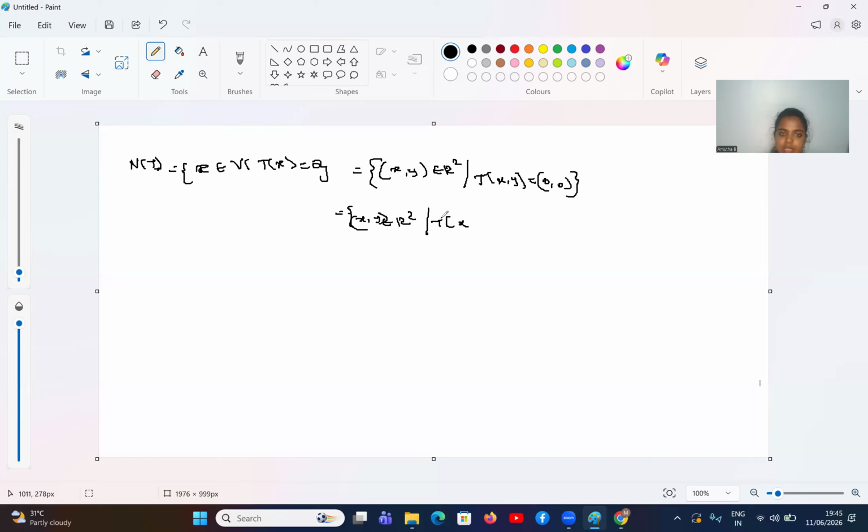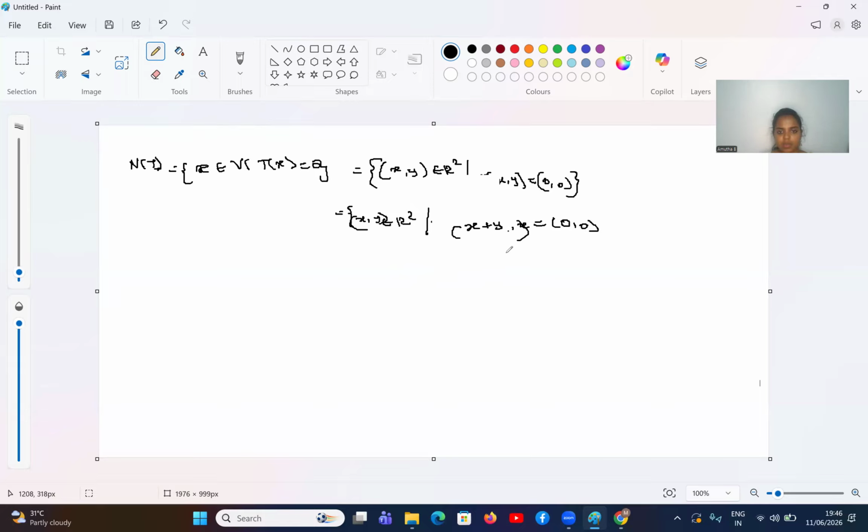So T of X is nothing but our map. I have given that map as X comma X plus Y, right? So X comma X plus Y equals 0 comma 0. Sorry, I have changed the map, I think. X plus Y comma X equals 0 comma 0. This is the map I have given.